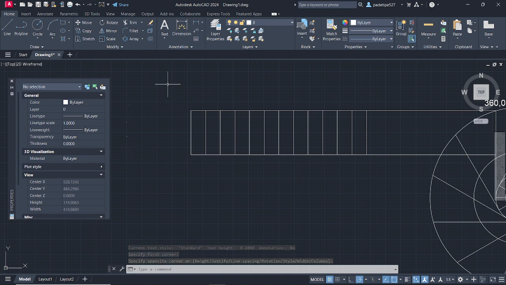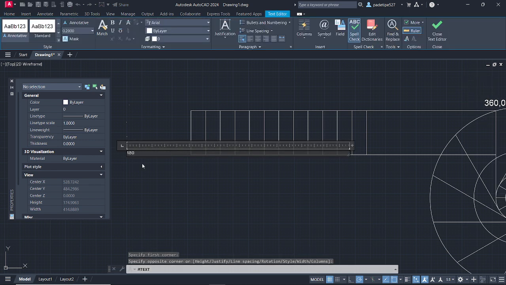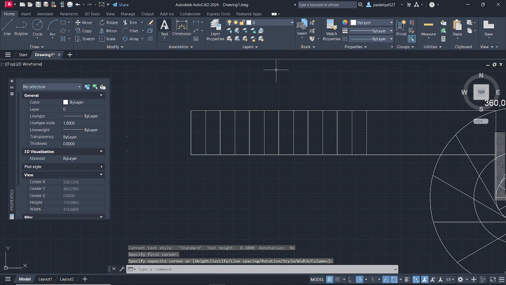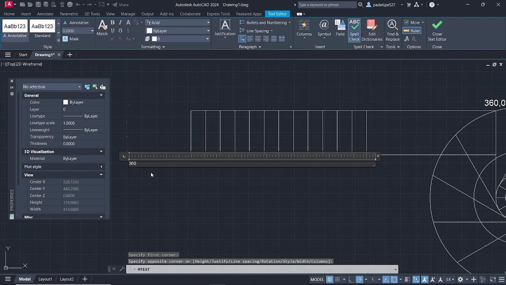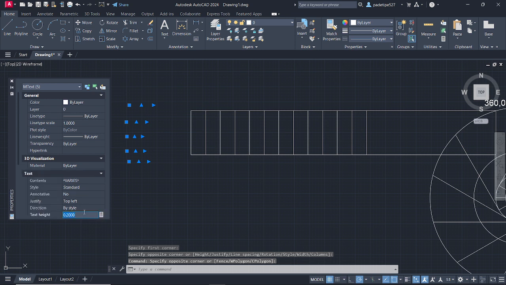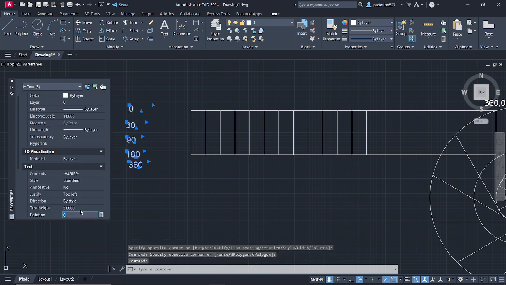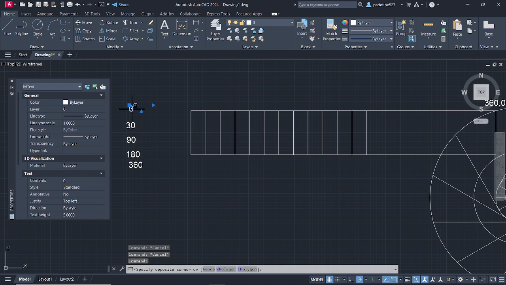Then I would jump to 180. Then I'll jump to 360. So all these ones I'll just highlight them, and I'll come here and say text height. I made it 5, right? Good. So I'll drag each of these lines to this point. This is my 0. This will be our 0 line, 0 mark.